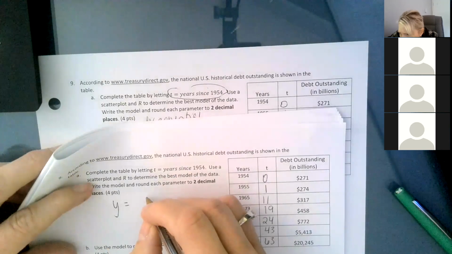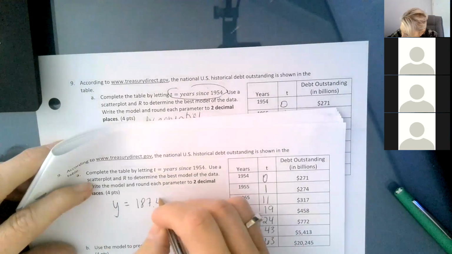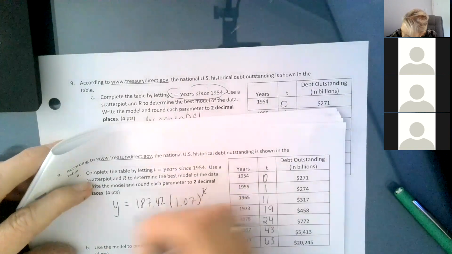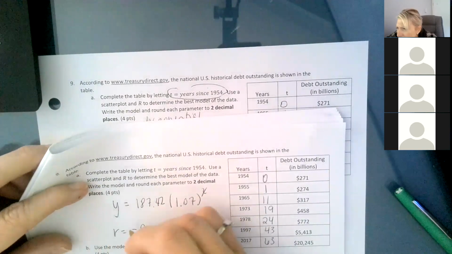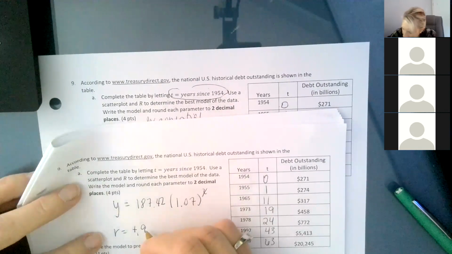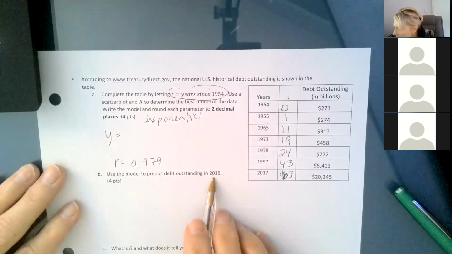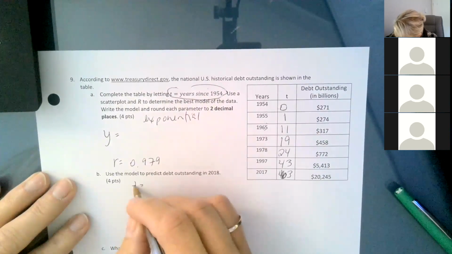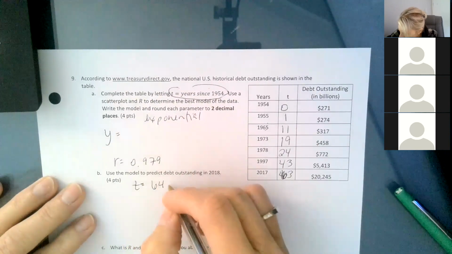The model that I'm going to use is 187.42 times 1.07 to the x, plus 0.97. Okay. Then it says, use the model to predict debt outstanding in 2018. So to do that, it's going to be T, right, or X. T is equal to 64 years.